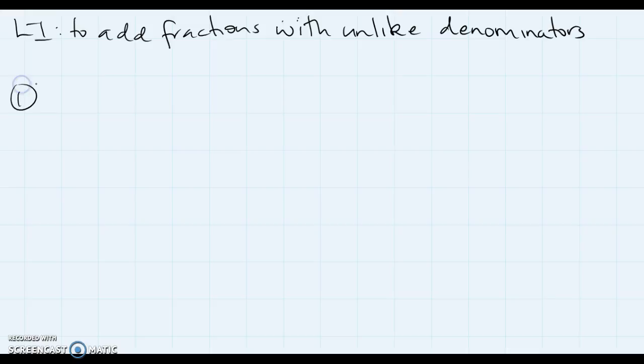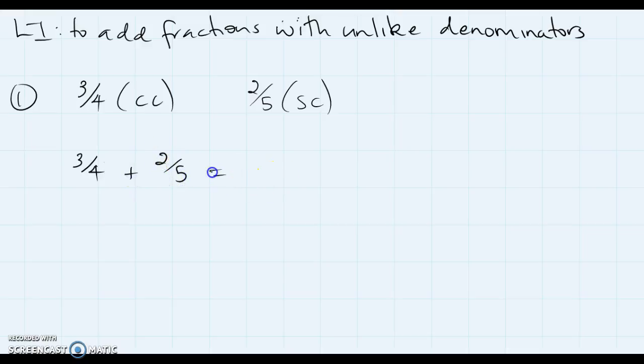Okay, problem number 1. After a party, Anna had 3/4 of her chocolate cake and 2/5 of her strawberry cake. How much cake did she have left altogether? So we go 3/4 plus 2/5 equals, we don't know.